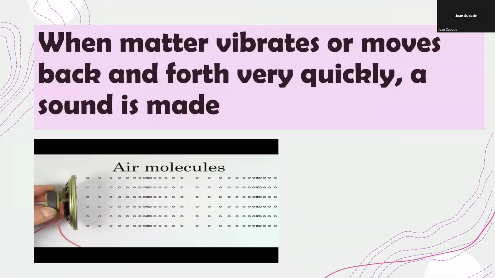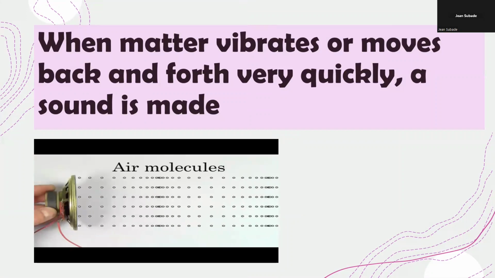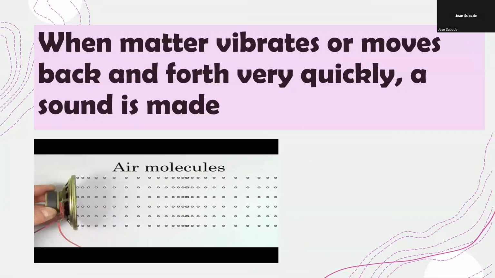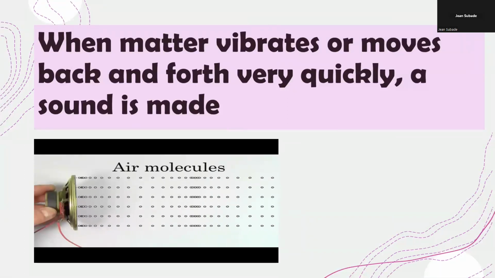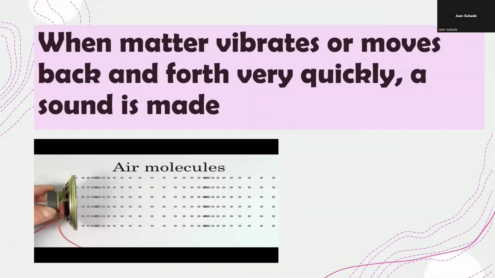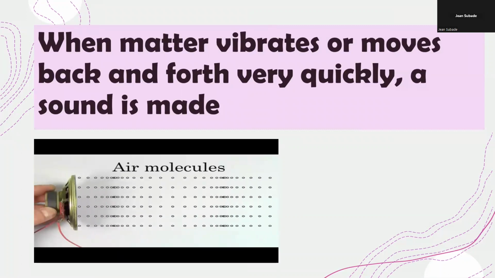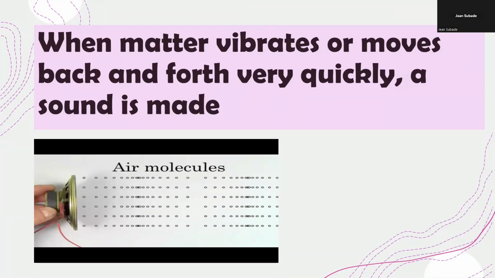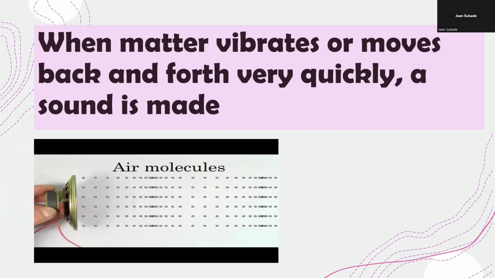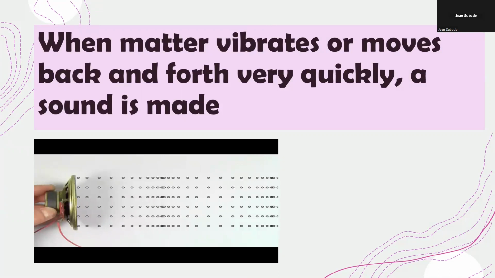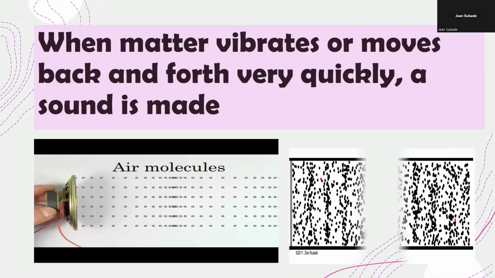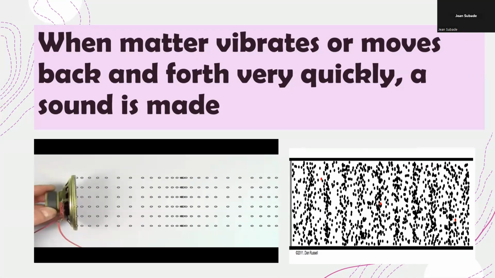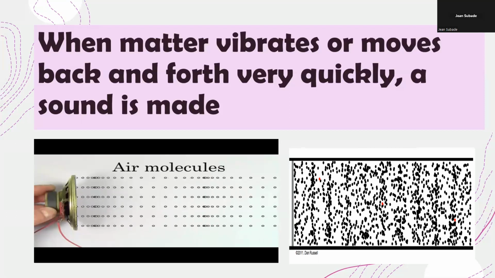When matter vibrates or moves back and forth very quickly, a sound is made. So, in terms of the elements of sound, you have to remember that there should be the one that is producing the sound, the vibration itself. There should be a medium for it to be able to travel, and there should be a receiver for us to say that sound is really made. So, in here, you will see in the air molecules how sound traveled from the source down to the receiver.